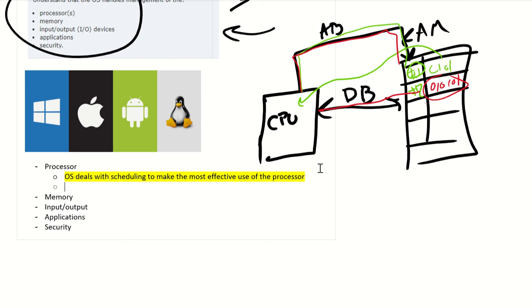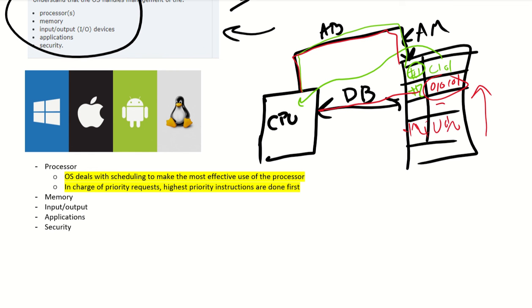It's also in charge of priority requests, so these could be called interrupts, making sure that the highest priority instructions are done first. So it will bump things up in the queue. If you remember we talked about this with RAM, it will make sure that if instruction number 4 is far more important, then that will be done first over instruction 3. So it manages that and makes sure it knows which are the interrupts and which are more important than others.